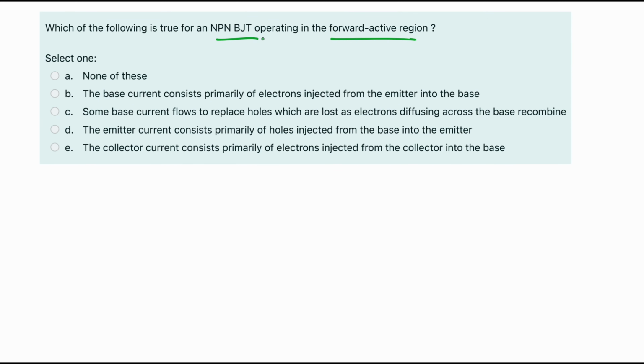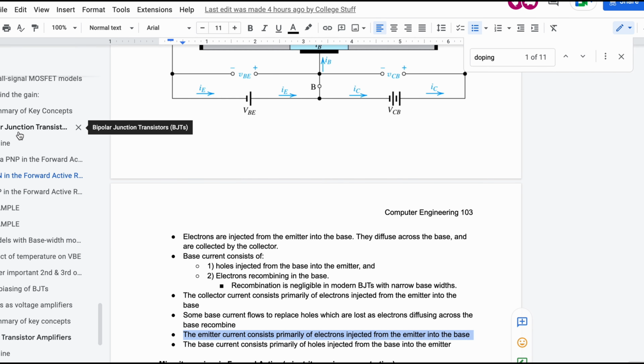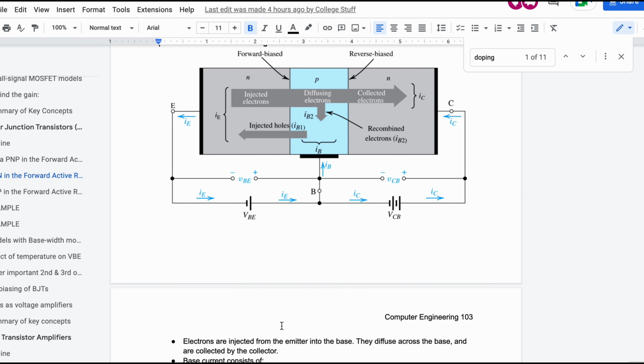Following is true for an NPN BJT operating in the forward active region. I've highlighted the parts that we should be paying attention to. So if we look at the notes linked below the like button, we are in our BJT section. We want to look at the NPN in the forward active region. It's going to take us to about right here. We have a diagram, we can look at this, but we also have some notes right here.